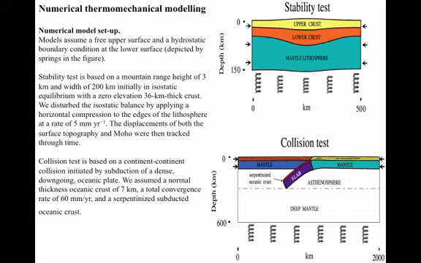And the collision test is based on continent-continent collision initiated by subduction of dense, downgoing oceanic plate. And then assumed a normal thickness oceanic crust of 7 kilometers, a total convergence rate of 60 millimeters per year, and a serpentinized subducted oceanic crust.